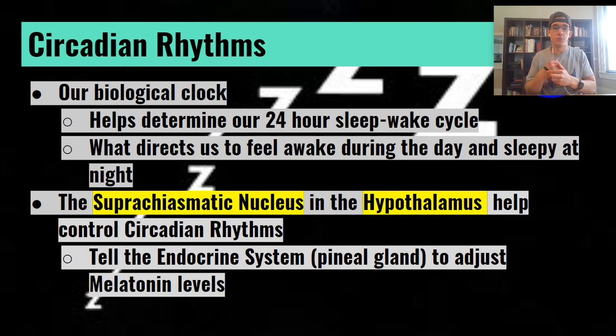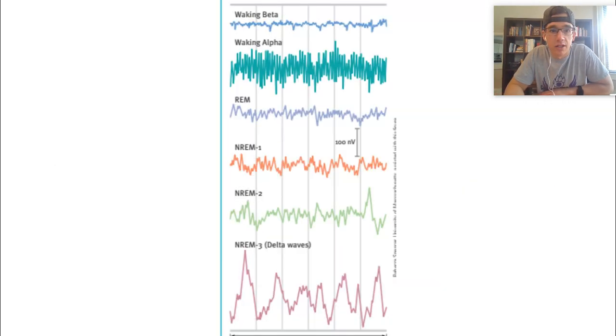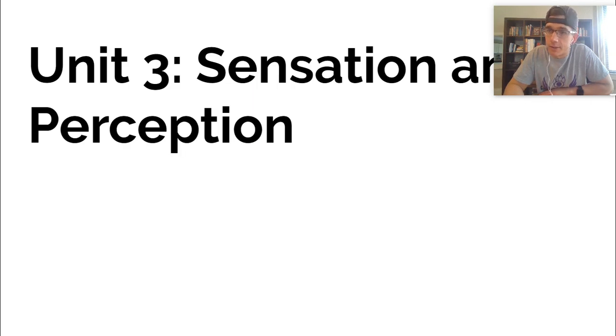So essentially the suprachiasmatic nucleus in the hypothalamus helps control circadian rhythm because the endocrine system adjusts melatonin levels. Melatonin makes you sleepy. Sleep, I don't know, probably not going to be on there. And then tomorrow we'll talk about sensation and perception.